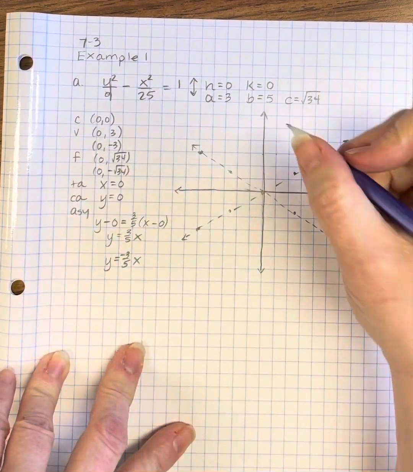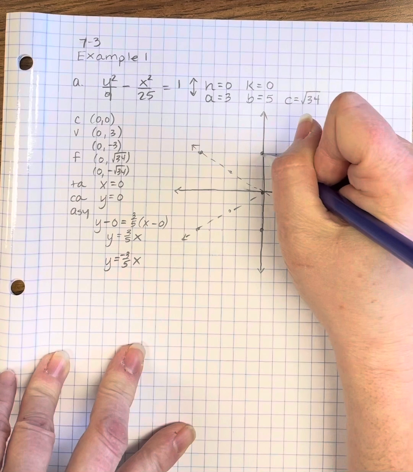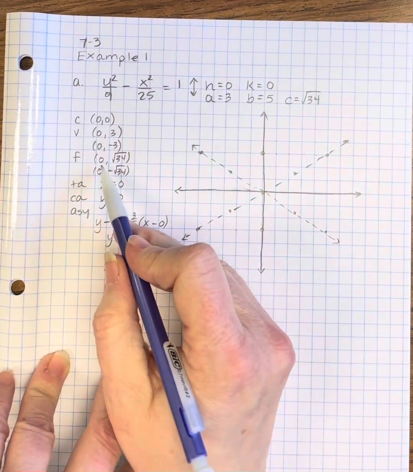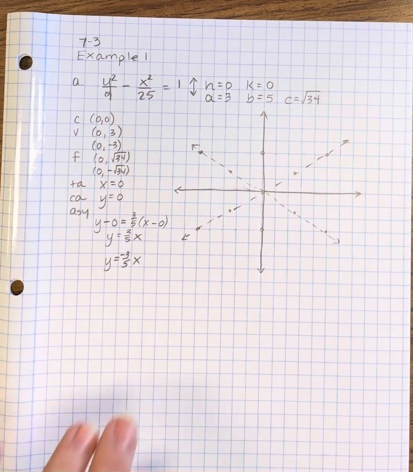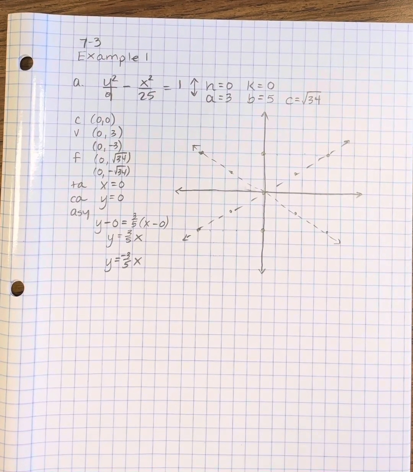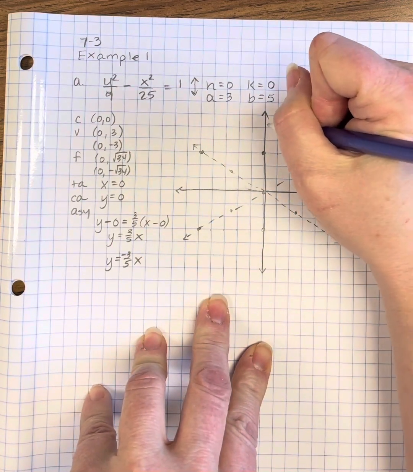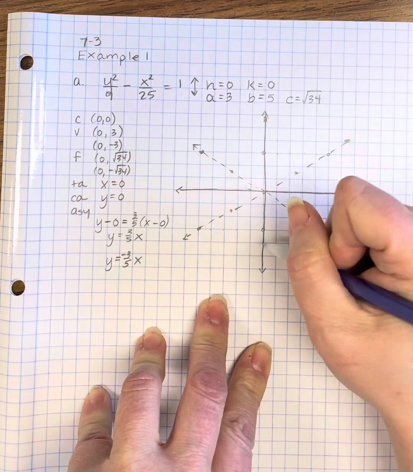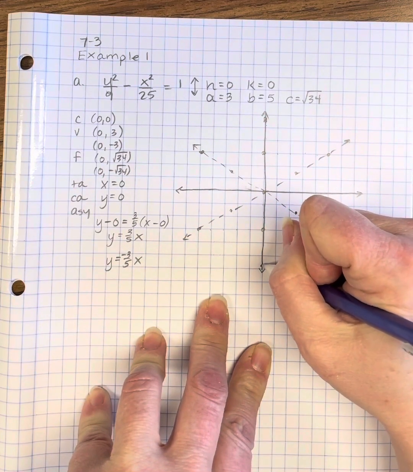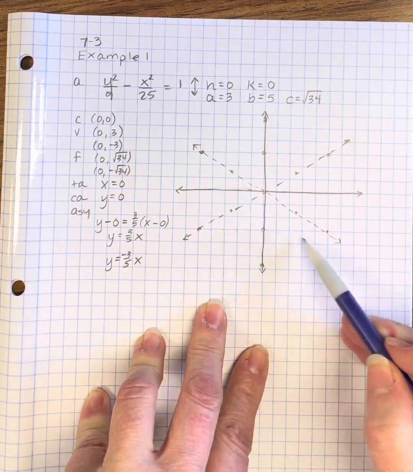My vertices are at 0, 3 and 0, negative 3. My foci are at 0, square root of 34 and negative square root of 34. And the square root of 34 is a little less than 6. It's about 5.8. So 3, 4, 5.8. And then this one's going to be at negative 5.8. So I'm going to have a branch going up this way and a branch going down this way.